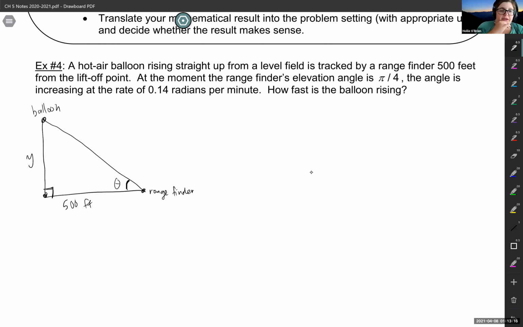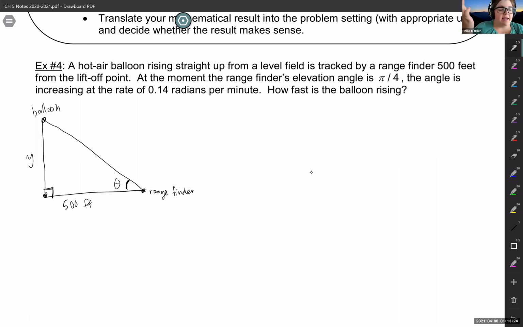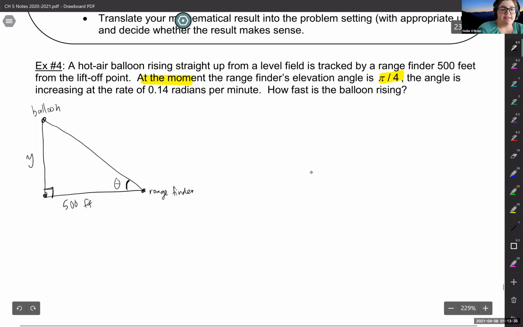All right, so that's what we know from the picture. Let's label some things that it told us. It said that at the moment, the rangefinder's elevation angle is pi over 4. Okay, so this is like a snapshot in time. So at the snapshot, theta is pi over 4. The angle is pi over 4.